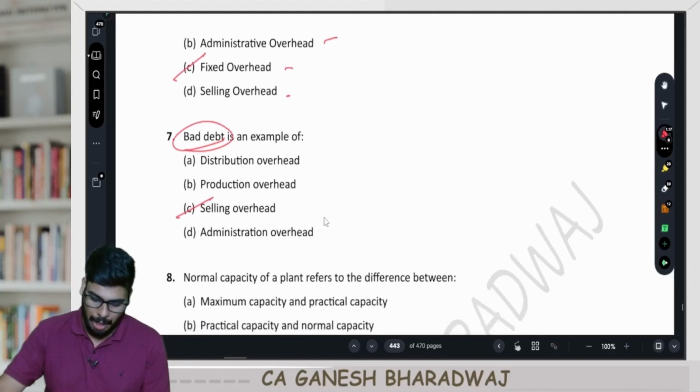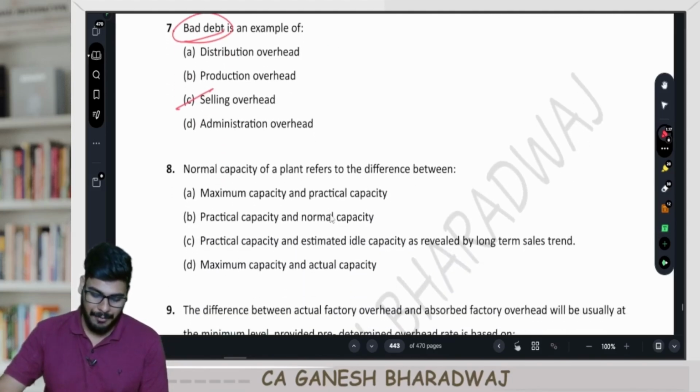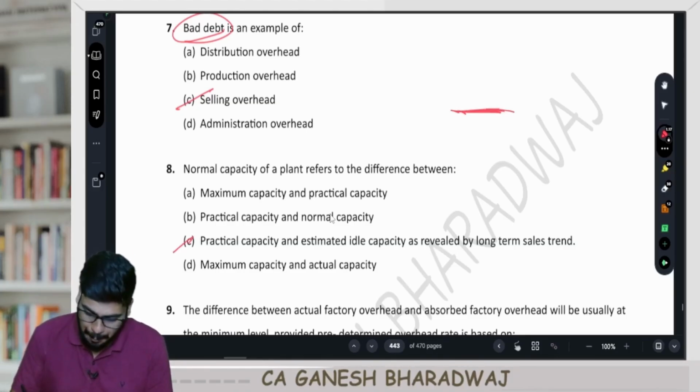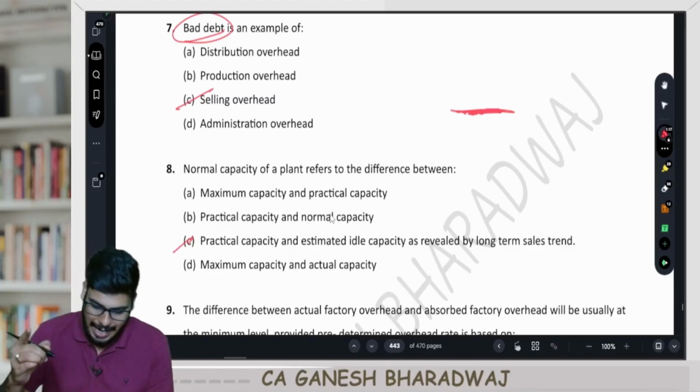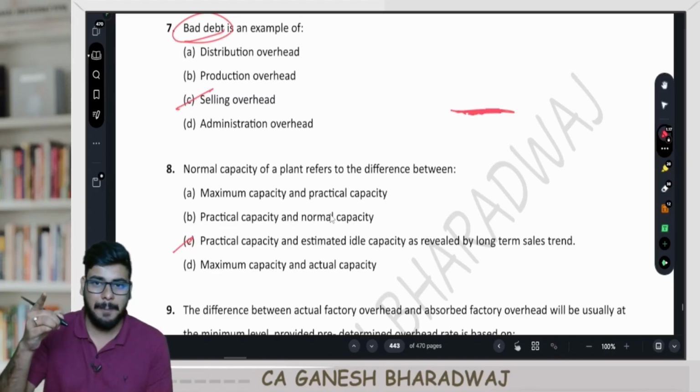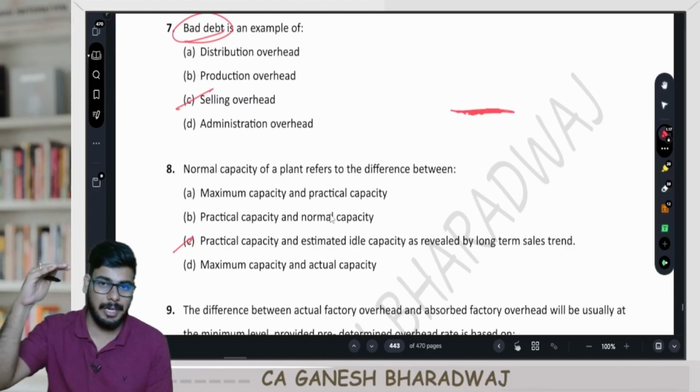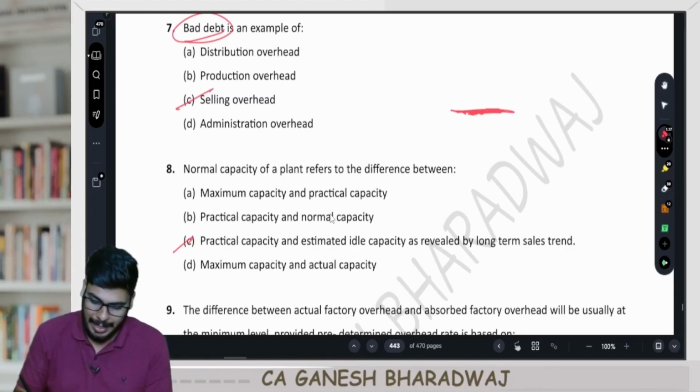Next. Normal capacity of the plant refers to the difference between what and what. It refers to the difference between the practical capacity and the estimated idle capacity. So practically, what was the example I gave you? No, that was theoretical. 300 was theoretical. So then I said, practically I can have how much? 280, I just said something, 280, right?